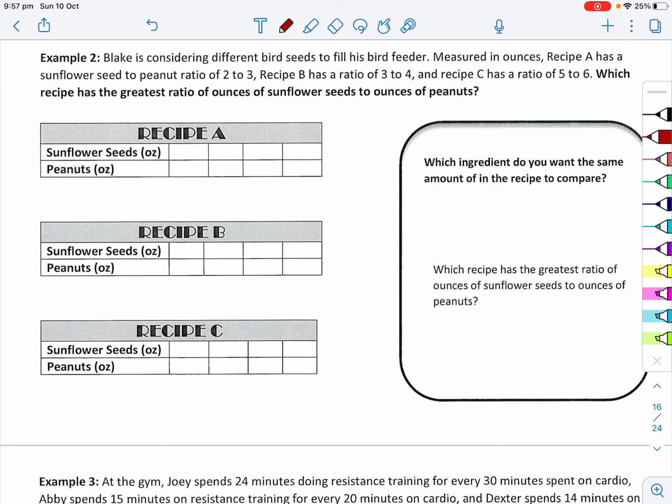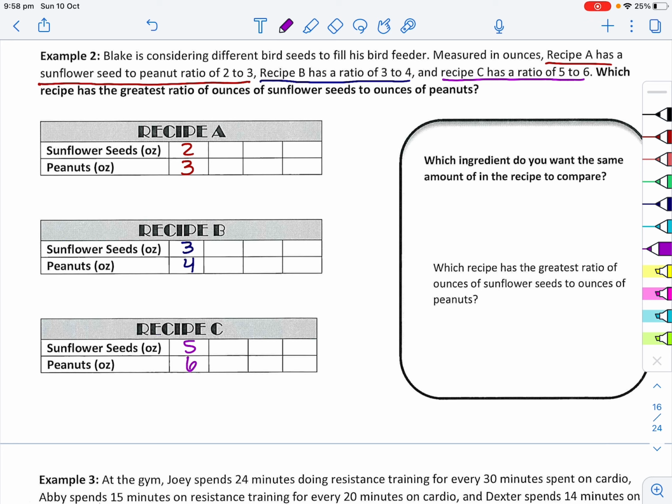Okay, in example 2, it says Blake is considering different bird seeds to fill his bird feeder. Measured in ounces, recipe A has a sunflower seed to peanut ratio of 2:3. So sunflower seeds 2, peanuts 3. Recipe B has a ratio of 3:4, so 3 to 4. And recipe C has a ratio of 5 to 6, so 5, 6.